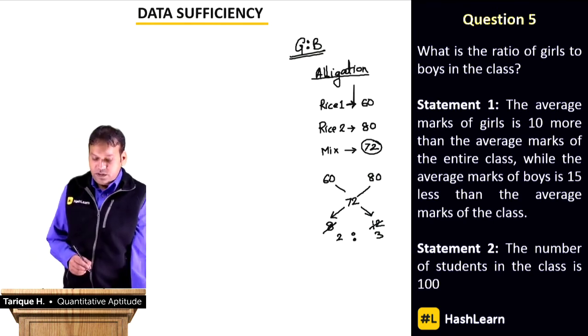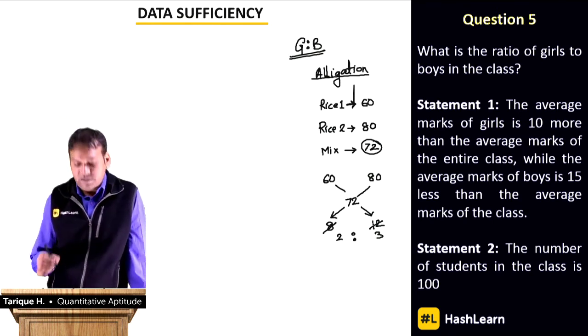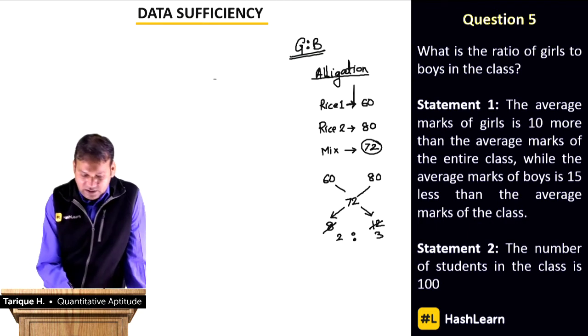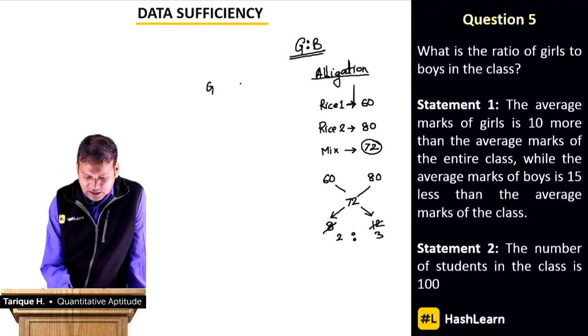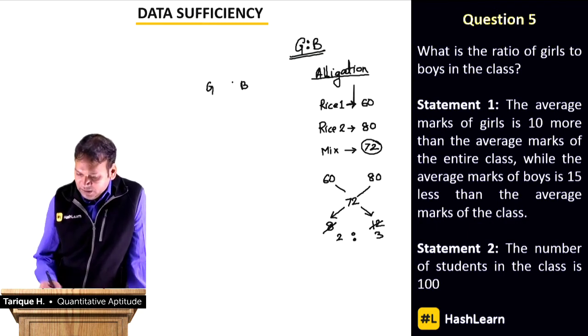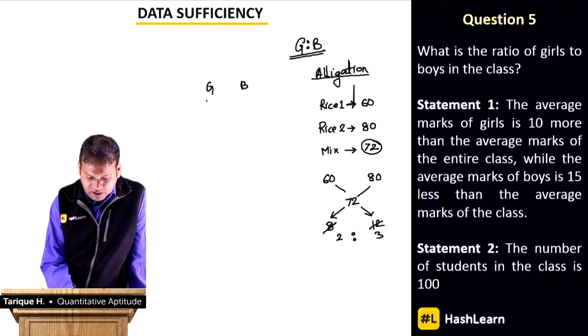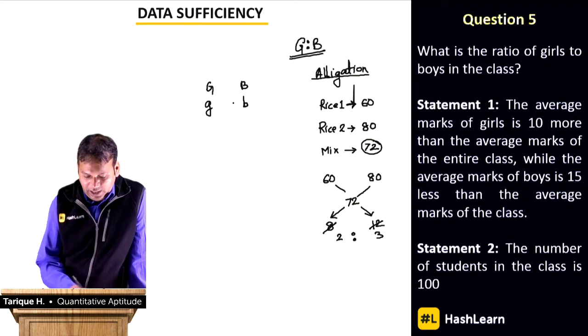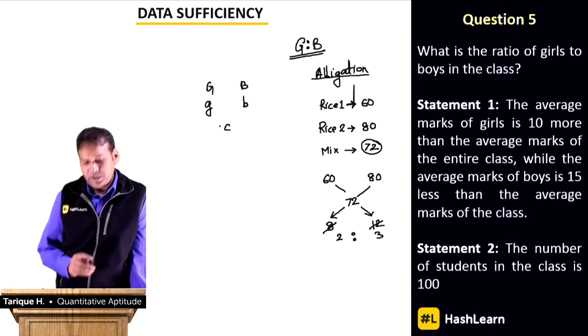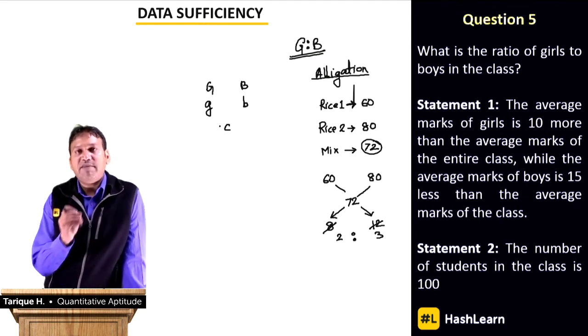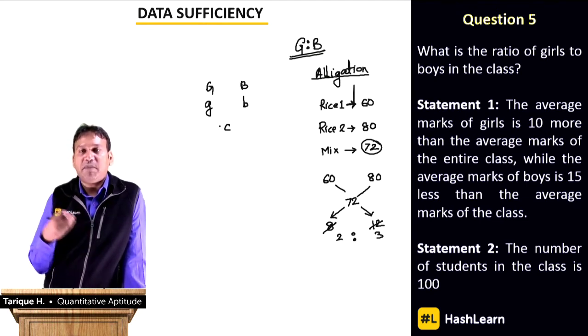Now how can I use the technique of allegation to solve this question? Very simply, let's write down girls on one side and boys on the other side. Let's say this is the average marks of the girls, let's call it G, and the average marks obtained by boys, let's call it B, and the average marks obtained by students in the class, let's call it C. So these are three values.